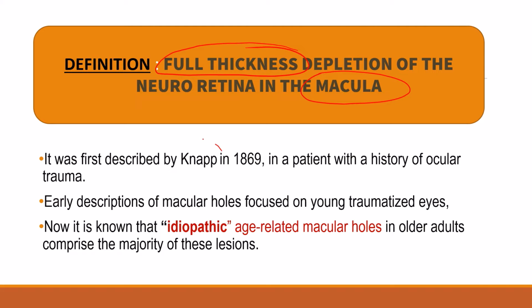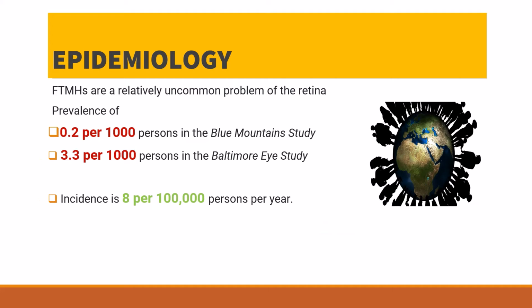Now, it was first described by a scientist named Knapp in a patient with a history of ocular trauma. So all those earlier descriptions of macular holes were actually focused on young traumatized eyes. However, now it's a well known fact that traumatic macular holes are not very common, but what is more common is the idiopathic age related macular holes, which occur in the older population.